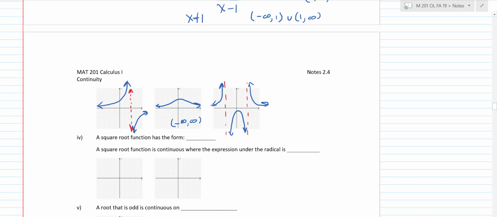Okay, square root functions. Square root functions are going to have the form f of x is equal to the square root of x. Really, you can have the square root of some polynomial under it primarily.